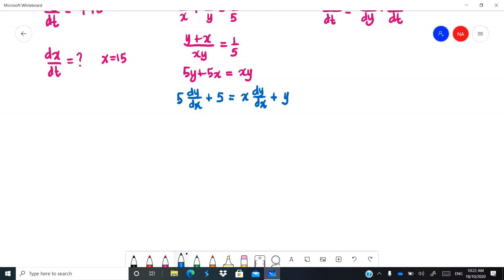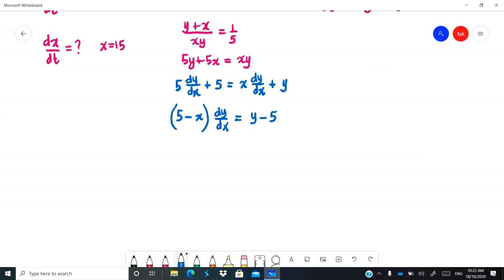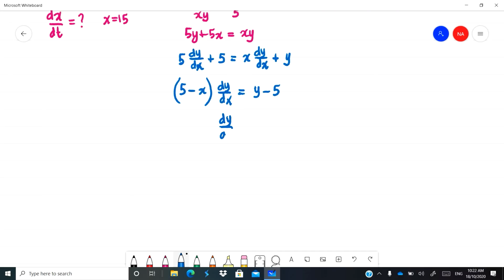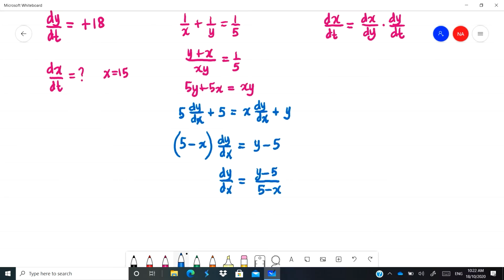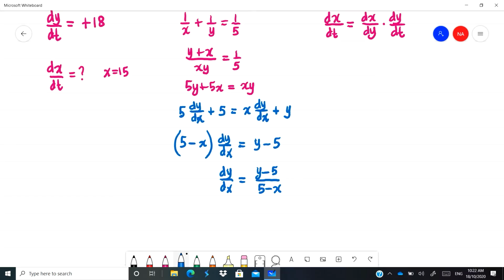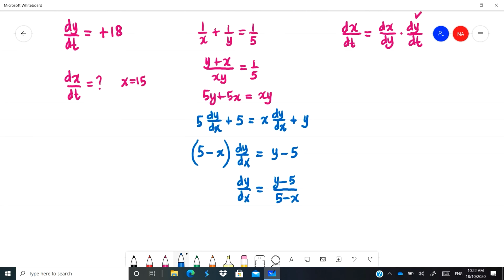Okay, so now we are going to write dy over dx as the subject. So we'll have 5 minus x, times dy over dx, is given by y minus 5. So dy over dx is given by the formula y minus 5 over 5 minus x. All right, so we know that we want to find the value of dx over dt when x is 15. So when x is 15, we can find the value of y.